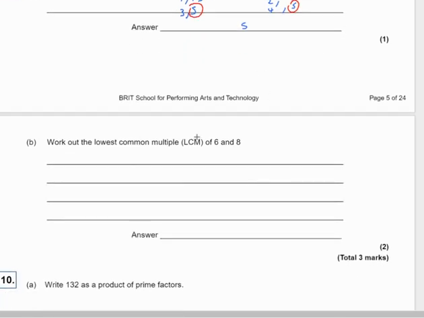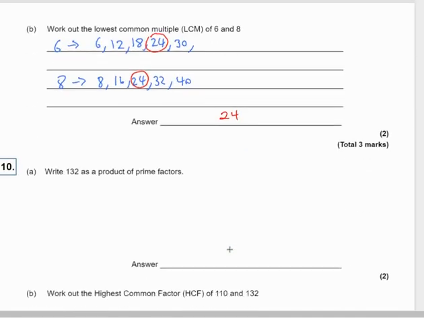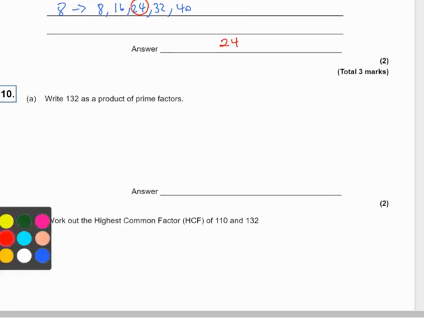Lowest common multiple of 6 and 8. Well, the multiples of 6 are 6, 12, 18, 24, 30, and so on. And for 8, we've got 8, 16, 24, 32, 40, and so on. The first number that appears in both lists is 24. So we're sweet there. Okay, next, write down 132 as a product of prime factors.